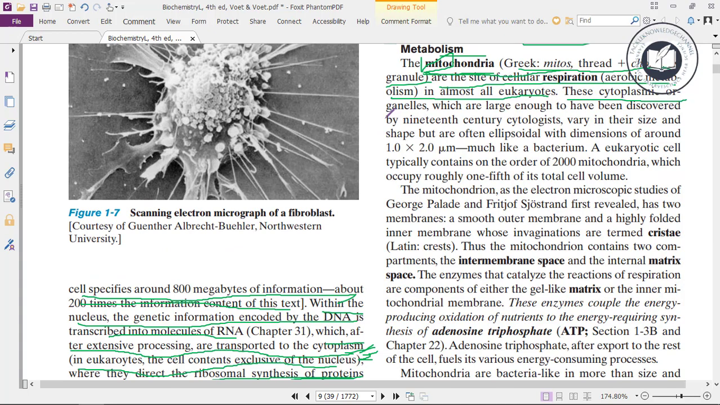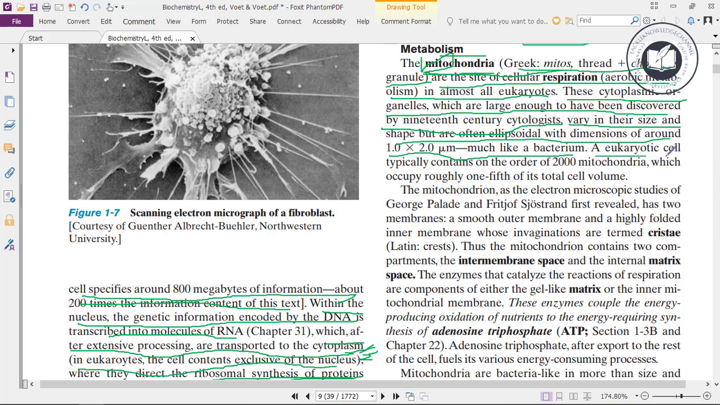These cytoplasmic organelles, which are large enough to have been discovered by 19th century cytologists, vary in their size and shape, but are often ellipsoidal with dimensions of around 1 by 2 micrometers, much like a bacterium.